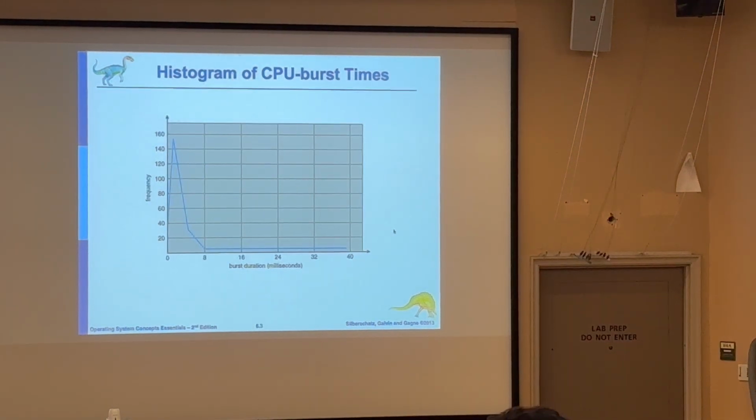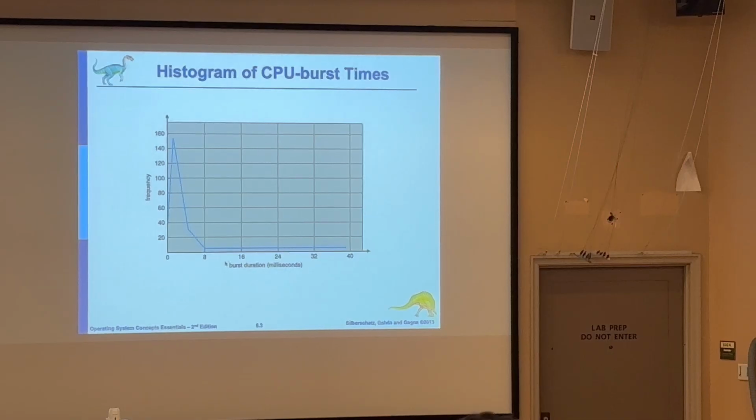Yeah. So, a histogram of CPU burst times. This shows that the CPU burst duration is typically very small, a few milliseconds. That's the CPU burst of each program execution. After a few milliseconds, it's going to switch to do I/O, and then it's going to switch back to the CPU for a few milliseconds, and then switch back to do I/O again. This is the typical pattern of program execution.